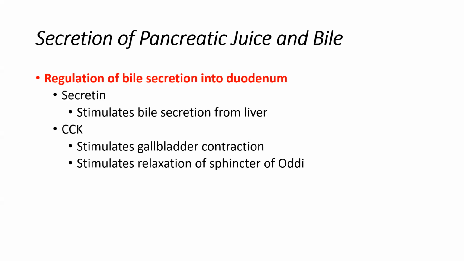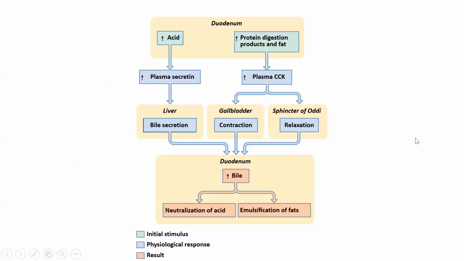So the presence of secretin will stimulate bile from the liver. The presence of CCK will stimulate the contractions of the gallbladder and the relaxation or opening up of that sphincter.